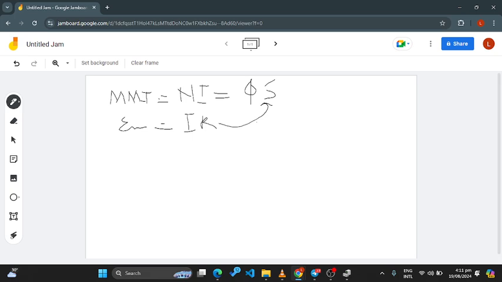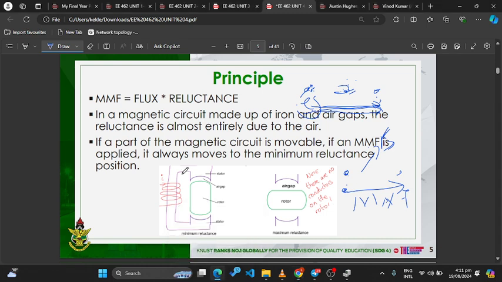Okay, now let's look at something. In a magnetic circuit made up of iron and air gap, the reluctance is almost entirely due to the air gap. So this is what it's saying. The flux needs to move and maybe interact with this rotor or something. The reluctance the flux is going to face will be the reluctance in the air gap. That's what that point is saying.